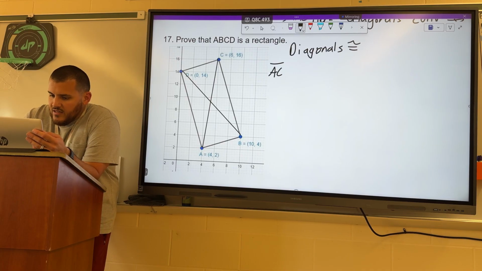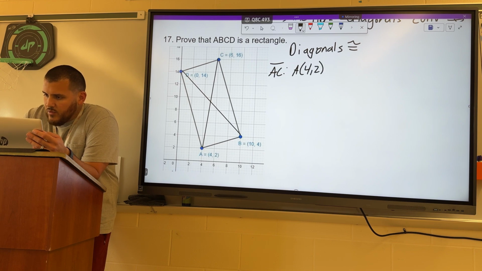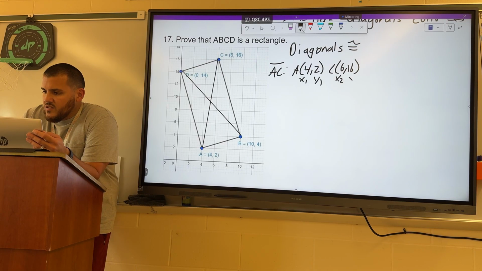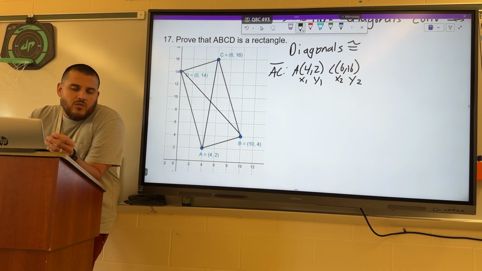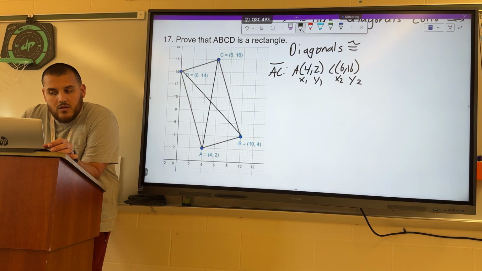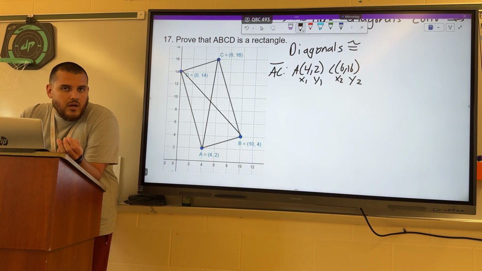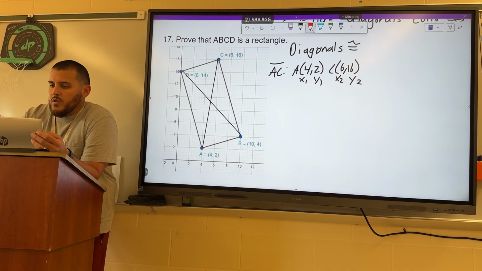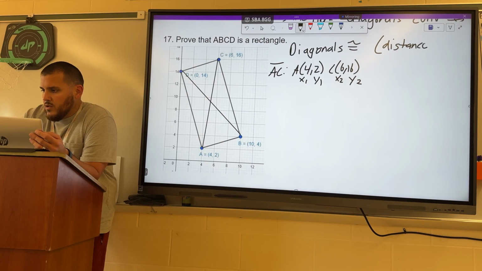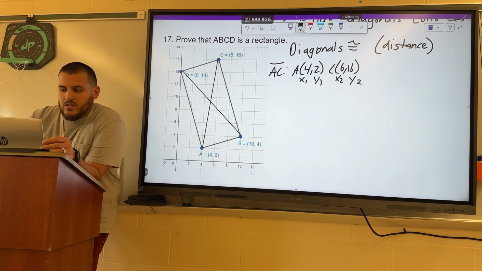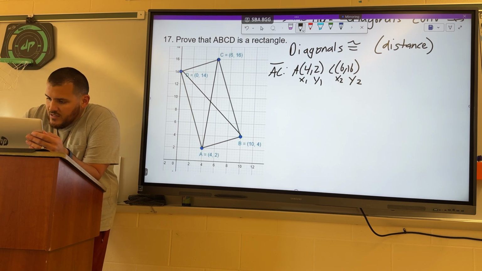We're going to start with AC. We have point A located at positive 4, positive 2. We have point C located at 6, 16. We're going to label those x1, y1, and x2, y2. And the reason we're labeling them is because we can plug them into a formula to figure out how long they are, which is what we need to know that they're congruent. We need to know if they're the same length. And to figure out how long they are, we're going to use the distance formula, right? So if you need to take note of that to help you remember, we have to use the distance formula to determine if segments are congruent on the coordinate plane. So we're plugging these in too.